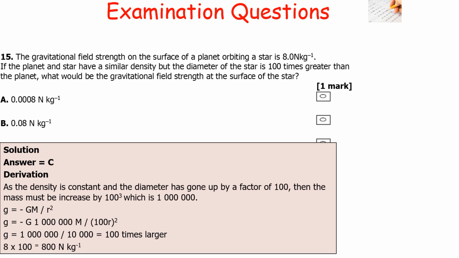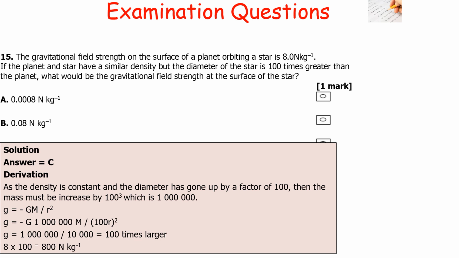So when our diameter has gone up by a factor of 100, and you link into your volume with the diameter, well, it's radius, but diameter cubed, so therefore our mass must increase by 100 cubed to keep that same ratio, to keep the density constant. So therefore our mass has gone up by 1,000,000, or 1 times 10 to the 6.